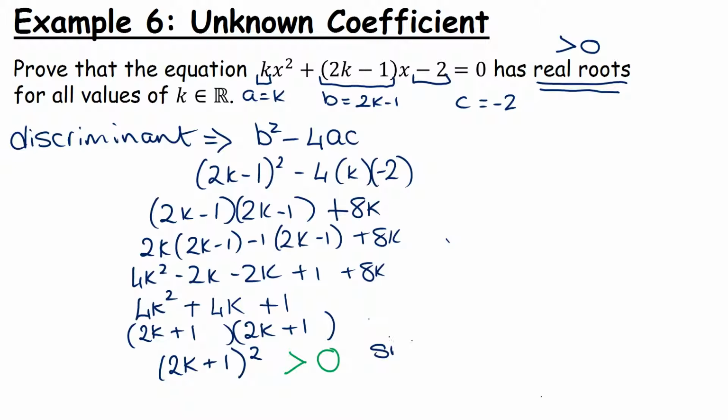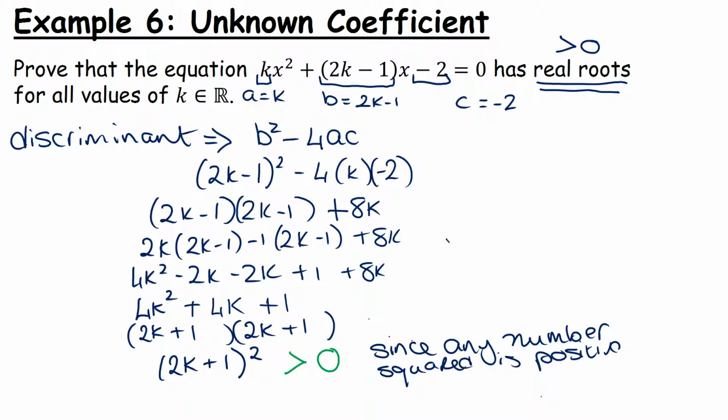And you can just write a note here, since any number squared is positive. Okay. So therefore, the equation has real roots. So actually, it has two identical real roots, because it's not just greater than 0, it's actually greater than or equal to 0.